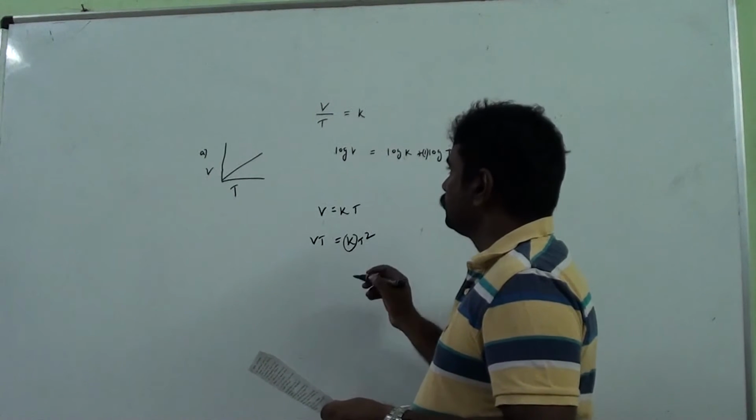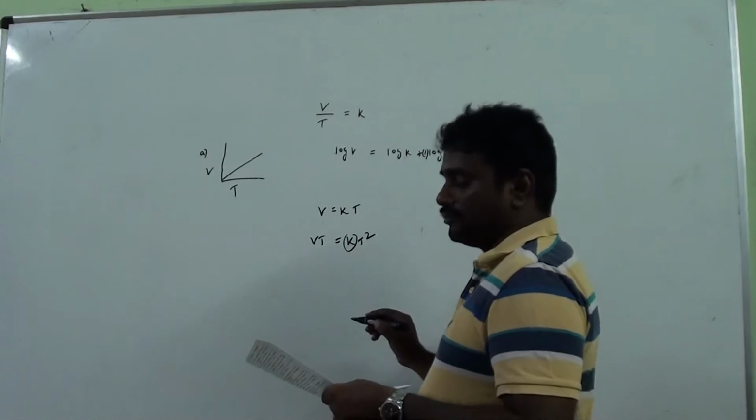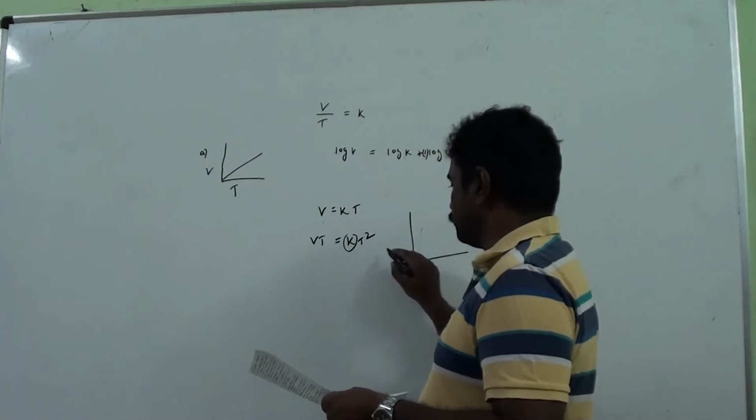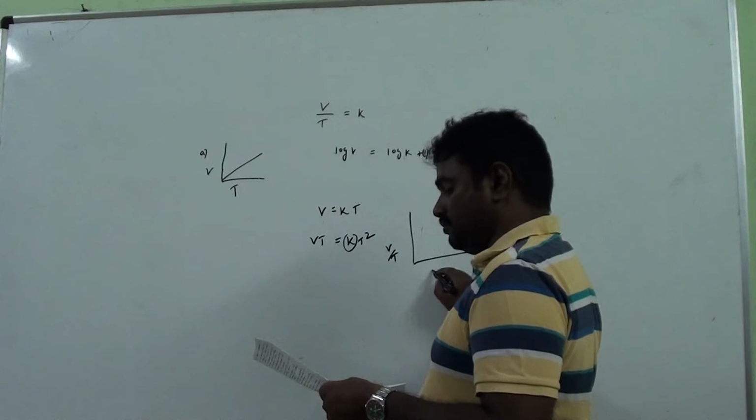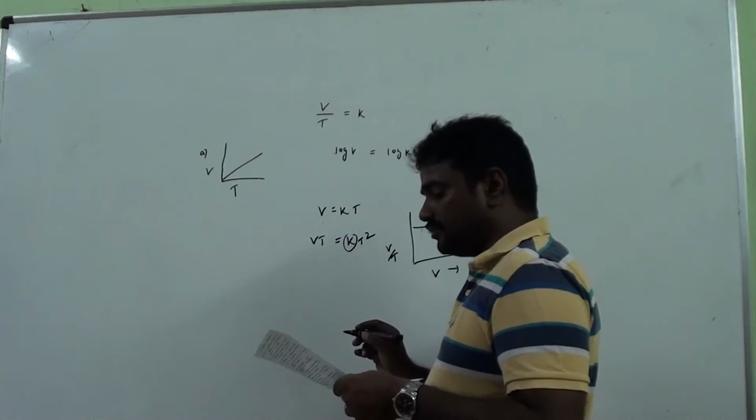V by T versus V. It should be that V by T is constant. So V by T versus V should look like this. Okay, that's wrong. So D is wrong.